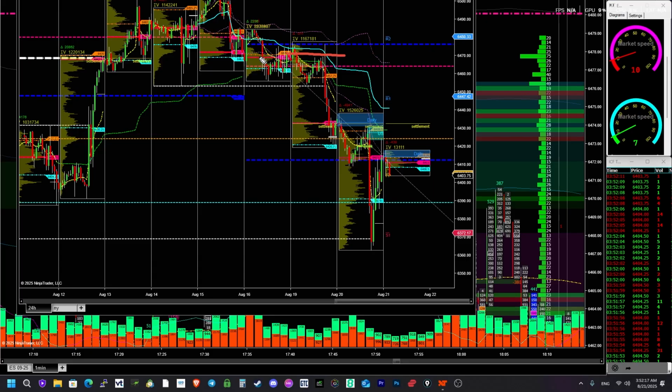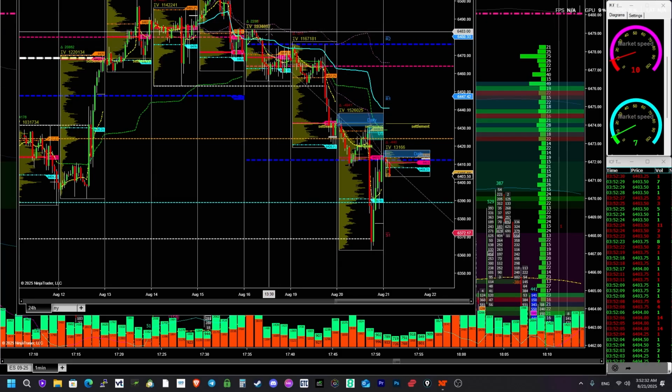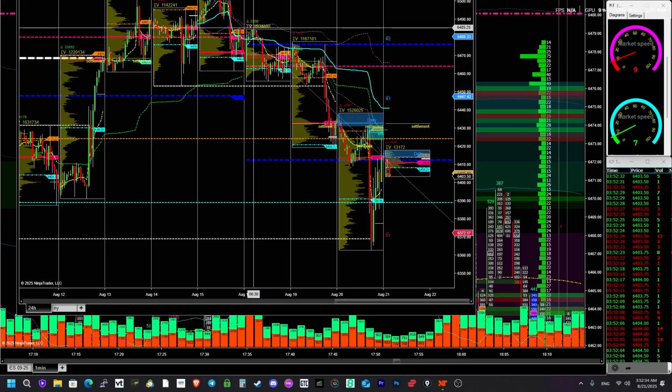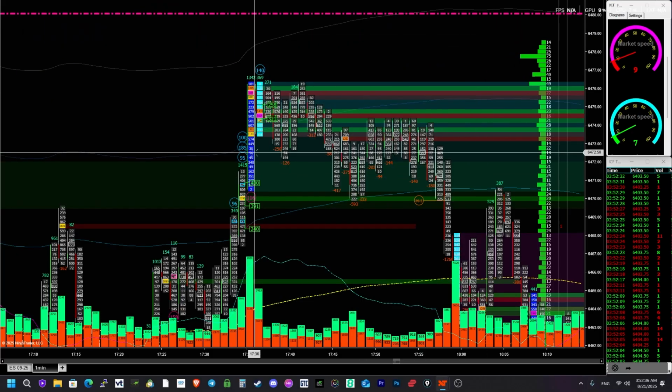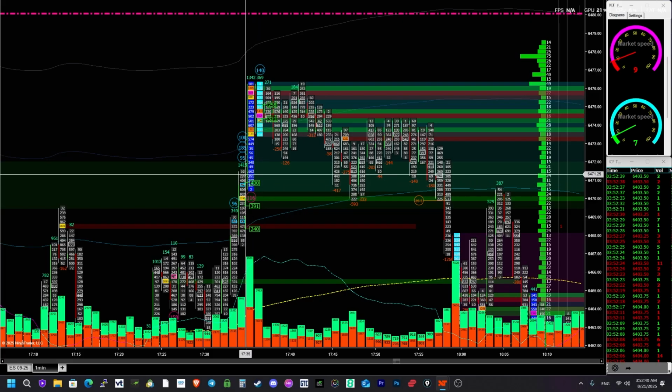Sometimes when we are ranging on the previous day, the volume areas are not that important for me, but when the volumes of the previous day are high, I do care about them, and this was one of them. So the value area line was somewhere around here.